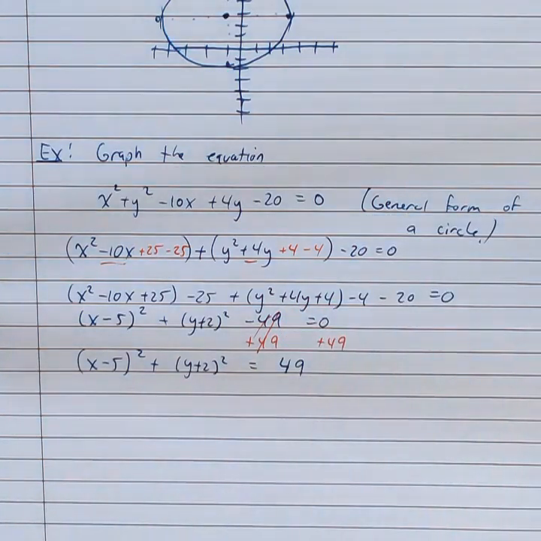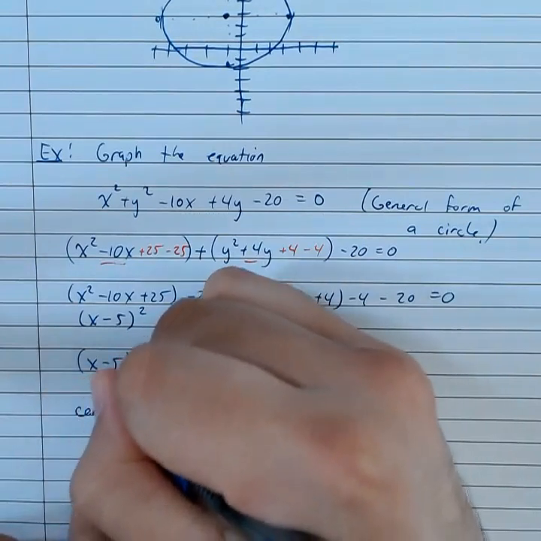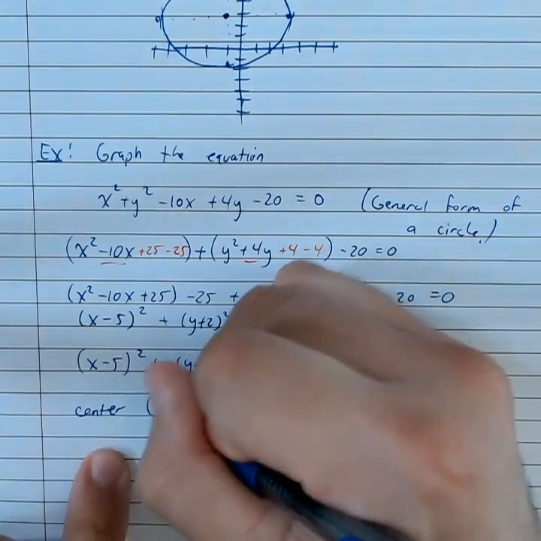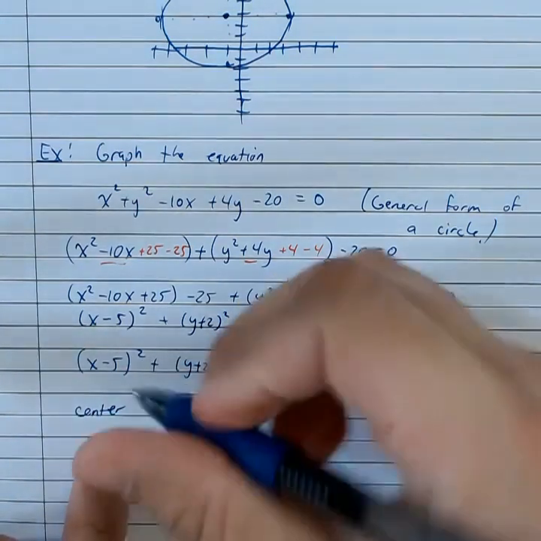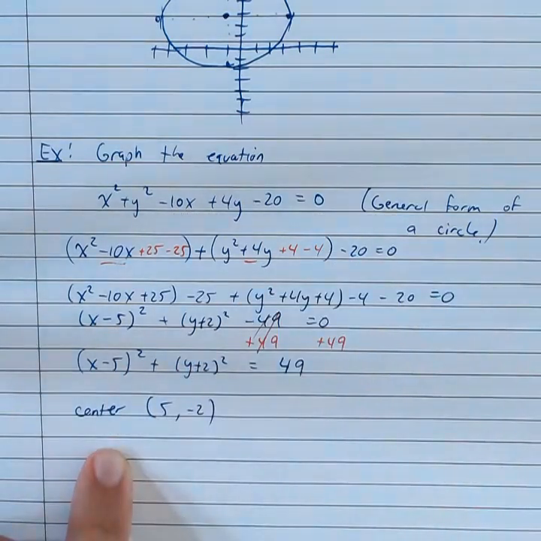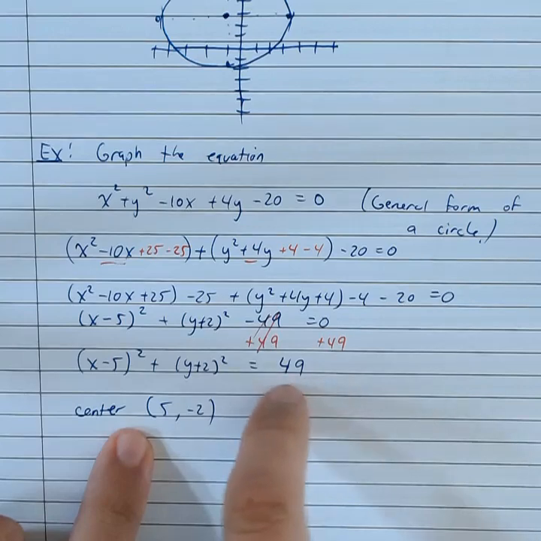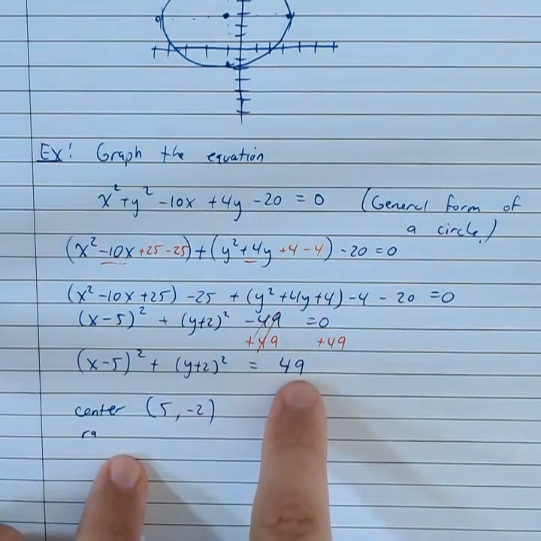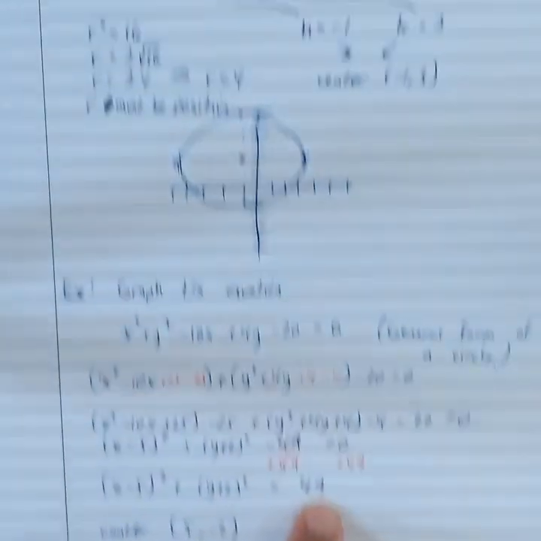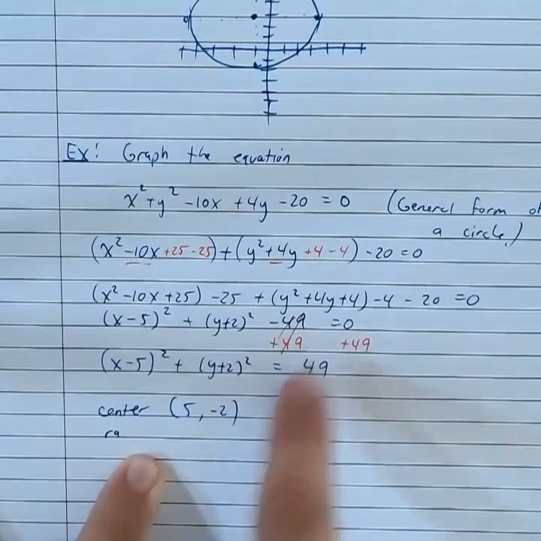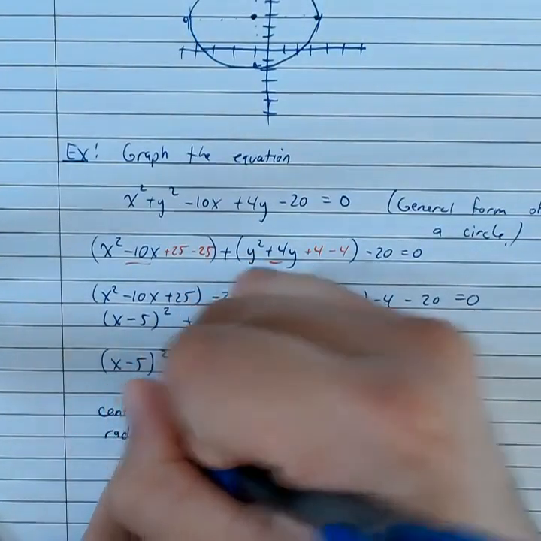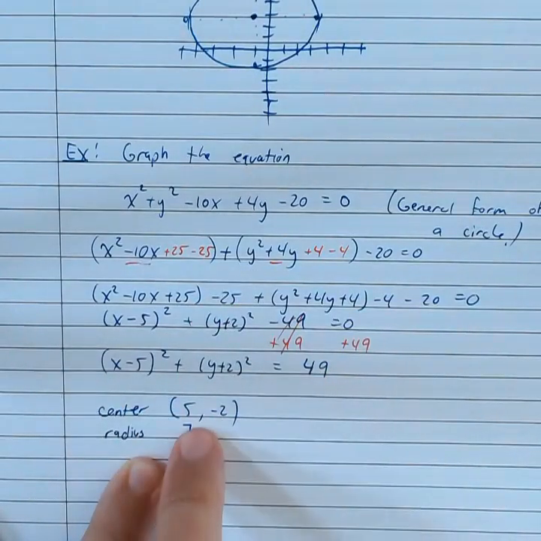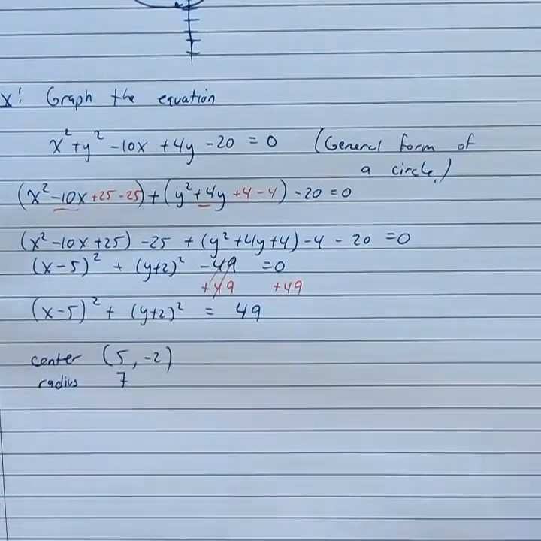And now we can graph that. Here, our center, 5 makes this first factor 0, and negative 2 makes this factor 0, like that. And our radius, well, that's going to be our square, the square of our radius, which means our radius must be the square root of that. There's 2 square roots of 49, positive 7 and negative 7, but again, radius can't be negative, so it must be positive 7. 5, negative 2, and then the positive square root of 49 gives us our radius. And that's it. We can graph this.